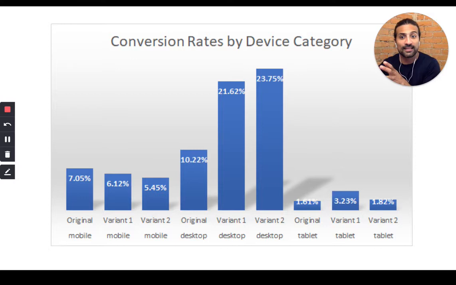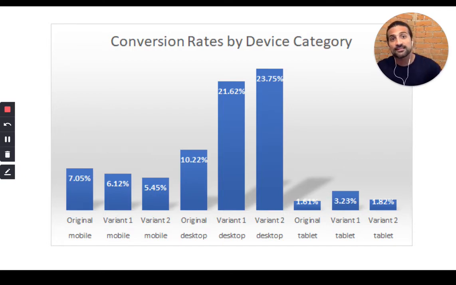Then with the mobile variation, we can look at what we did with variant 2 that actually hurt conversion rates, and what the control variation is doing better than us that we can learn from and then explore in our next experiment. And then same thing with tablets.